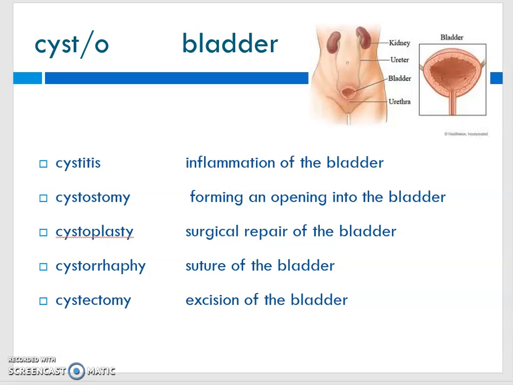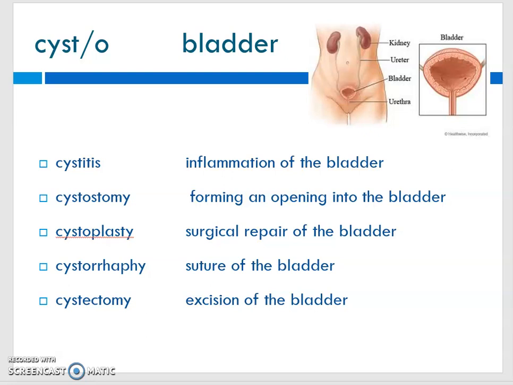So I want to point out here the term cysto can refer to any bladder. It doesn't necessarily mean urinary bladder. However, in this context, we're referring to it as a urinary bladder. You're seeing the location here in this diagram. There's the kidneys. You see the descending ureters. They connect posteriorly to the urinary bladder.